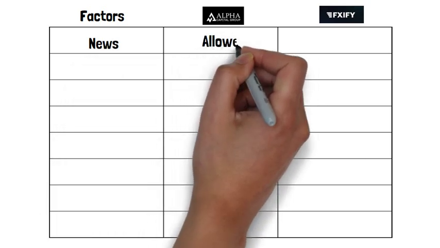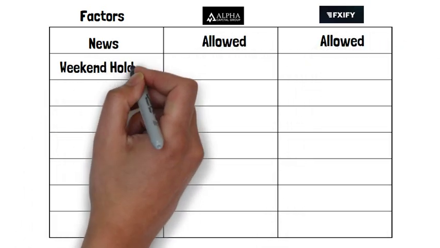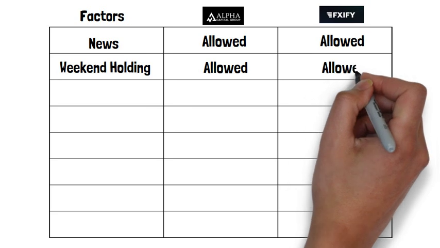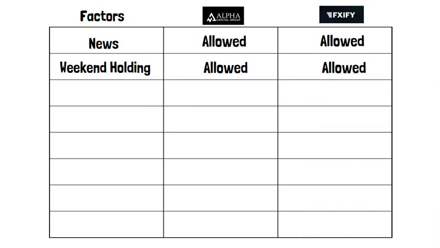Now news trading out here and weekend holding is allowed in both the Propfirm. News trading, you can trade the news. In case of Alpha Capital Group Pro account, news trading is not allowed, but in case of Alpha Swing account, this is allowed. So news trading is allowed in both the Propfirm. Weekend holding is allowed in both the Propfirm. No much comparison out here.